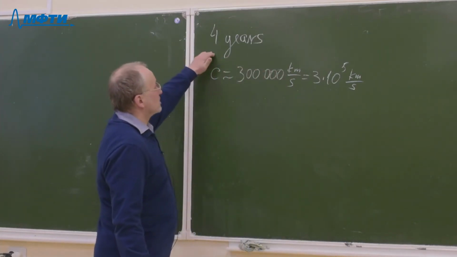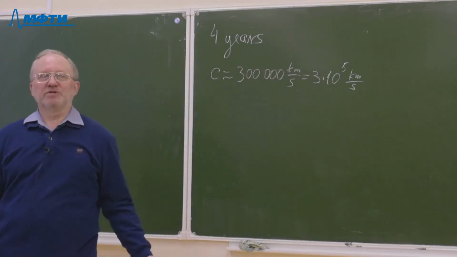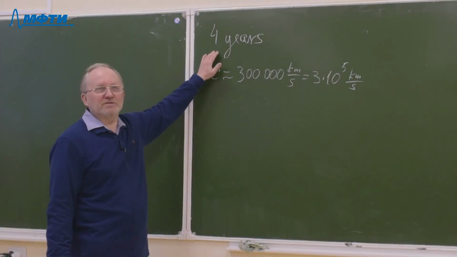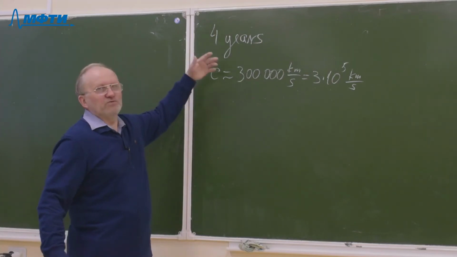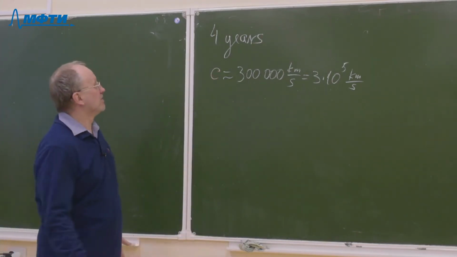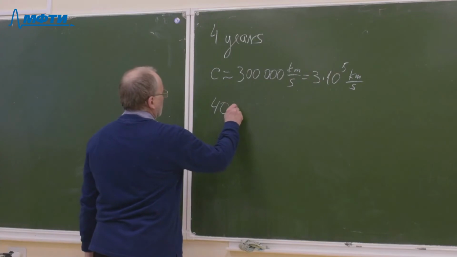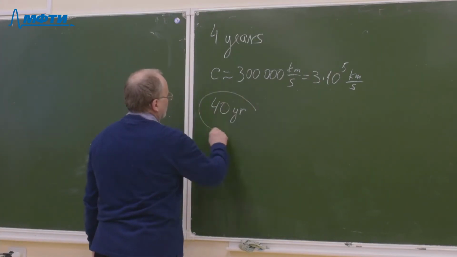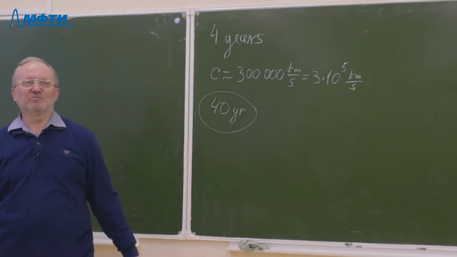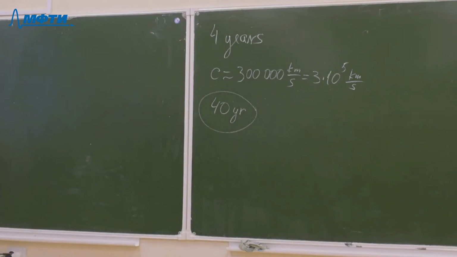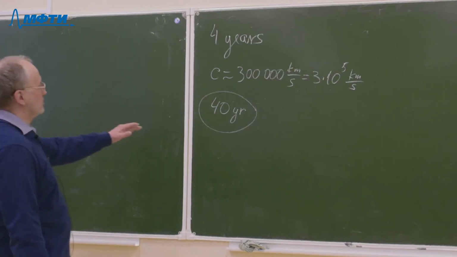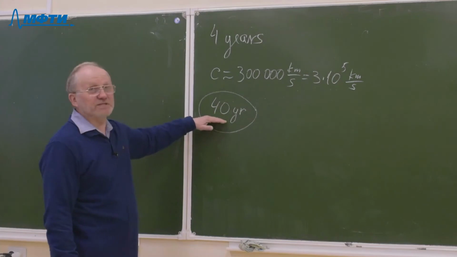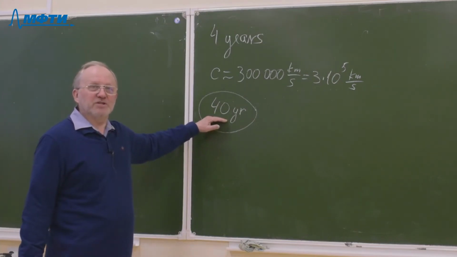So this distance should be covered within a reasonable time. It should not be 1,000 years. No, nobody would like to wait for 1,000 years. We would like to wait for, well, maybe 40 years. 40 years is something which is acceptable. Like we may hope, well, young people will hope to live up to this point when they will receive a radio signal from the spaceship.